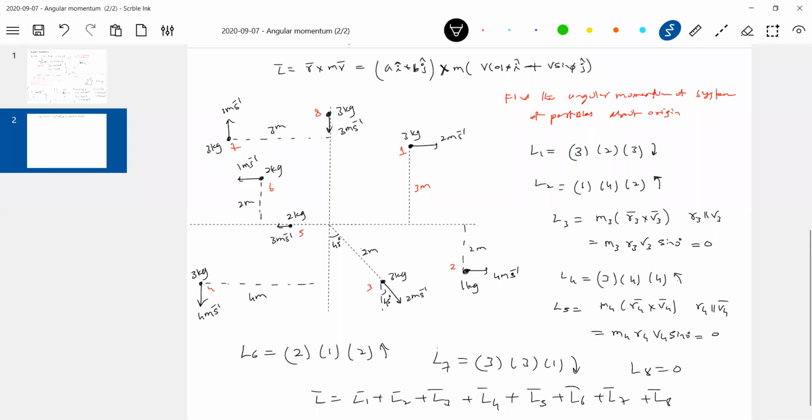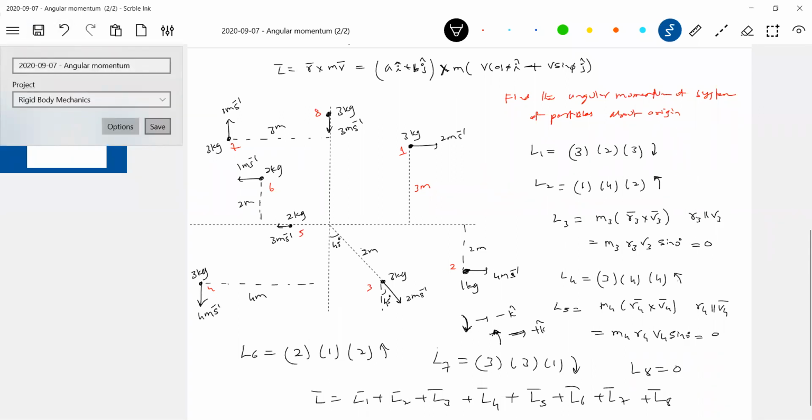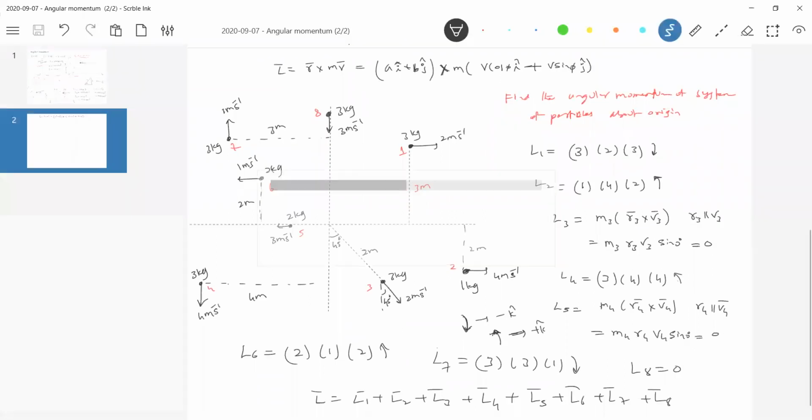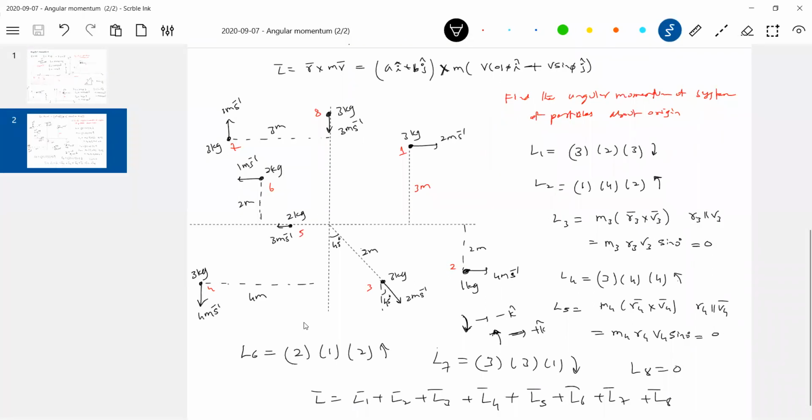Substitute all. So the clockwise should be taken as minus k cap. Where all are anti-clockwise, put plus k cap. Now let me go forward. So this is about the particles. Let's see some applications. And this is only the basic theory definition.